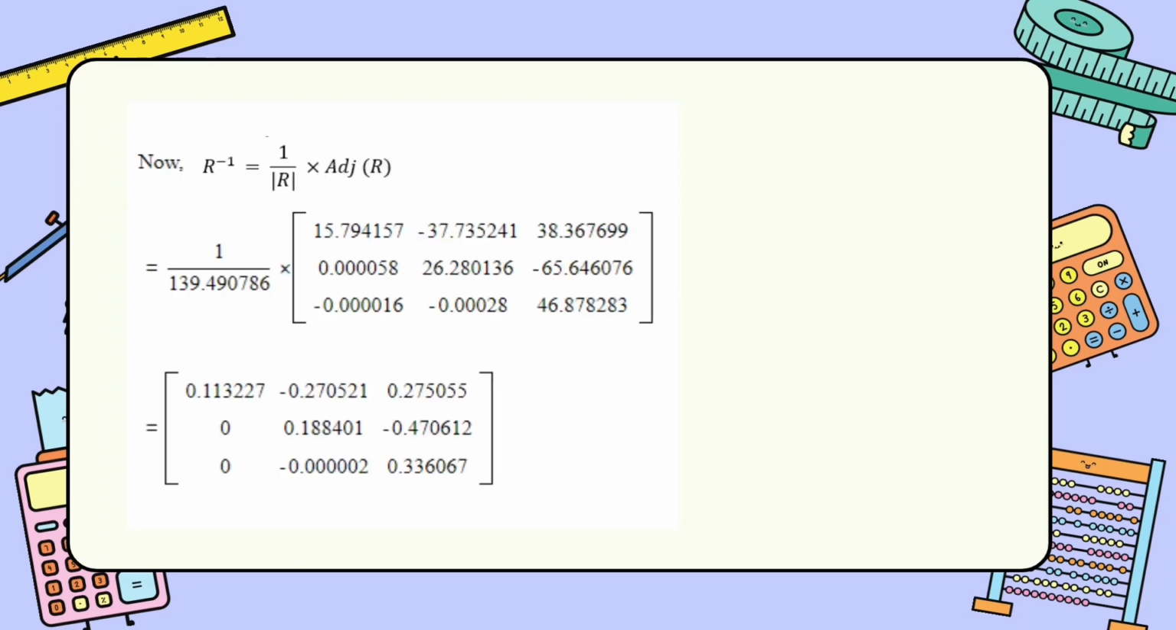After we get the determinant of R and the adjoint of matrix R, we substitute them back into the formula for finding the inverse matrix. We know that the determinant is 139.40978, so it will be multiplied with the adjoint that we found just now, as shown on the slide. Then we get this inverse of matrix R. So this is the inverse of matrix R.